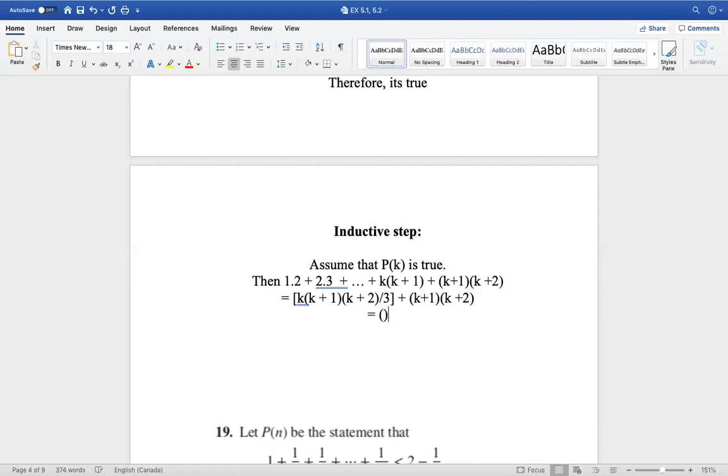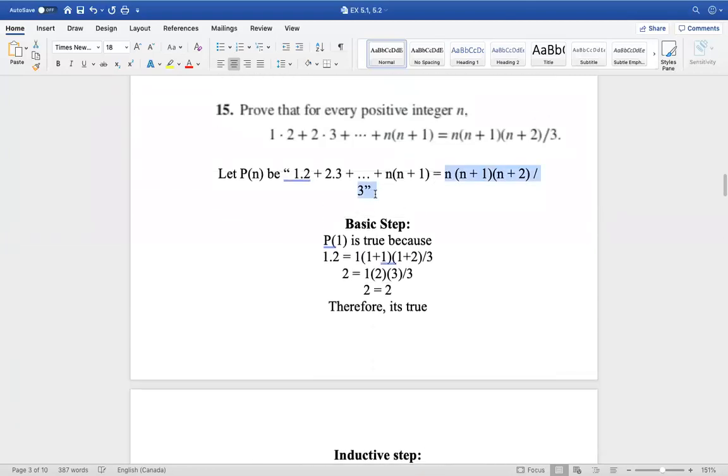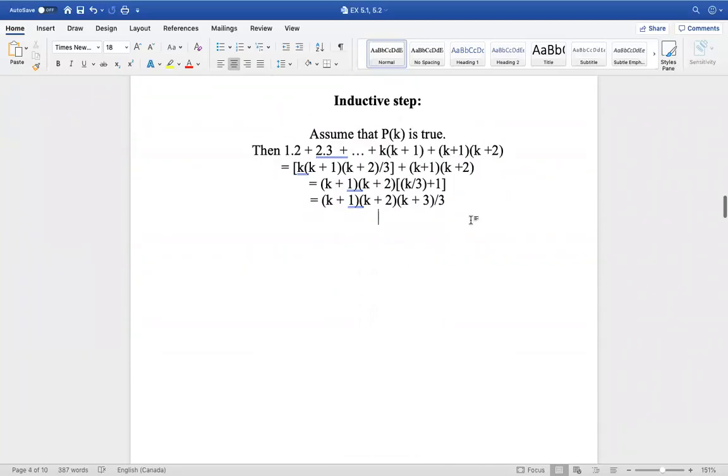Now what we do here is we say k plus 1, k plus 2, okay, and then we have this k divided by 3 plus 1, which equals k plus 1, k plus 2, k plus 3 divided by 3. Okay, now this one is here, if I just put them on the side here.